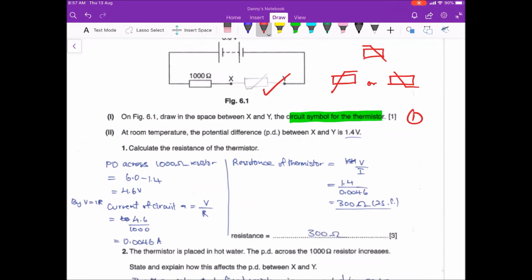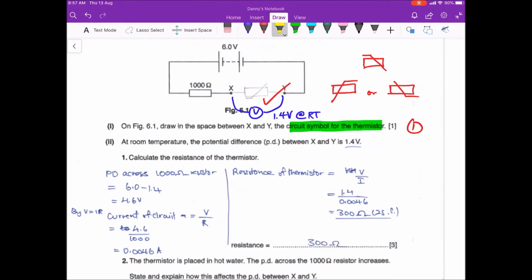Room temperature between X and Y is 1.4. So it says that if it's like that, I will get 1.4 volt at room temperature. Calculate resistance of the thermistor. So I'm given the EMF, and then after that I'm given this. There are many ways you can do it. You can combine the circuit into one whole chunk, and because you know the EMF, you can find out the main current. Once you find the main current, you would know the current going through here, and then apply V equals IR to your thermistor, and you can find out the resistance of the thermistor.